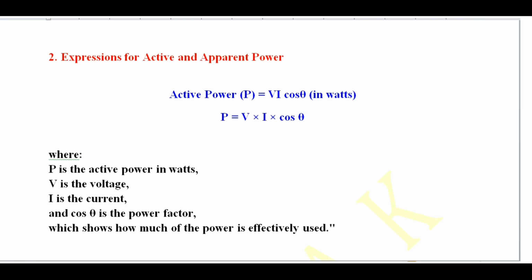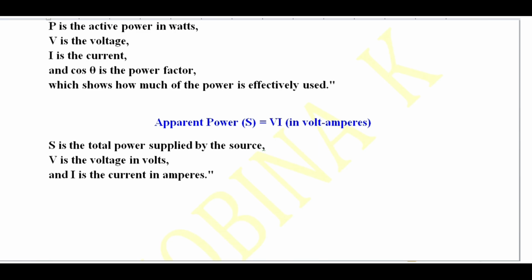V is voltage in volt. I is current in ampere. Cos theta is power factor. It tells us how much of the supplied power is actually being used. Theta is the angle between voltage and current. Next, apparent power. It is the total power supplied by the source, whether it is used or not. It is given by the formula S equals V into I, and it is measured in volt amperes or VA.